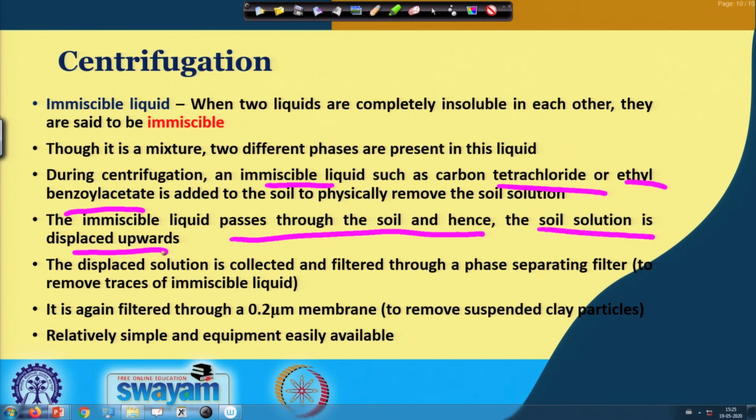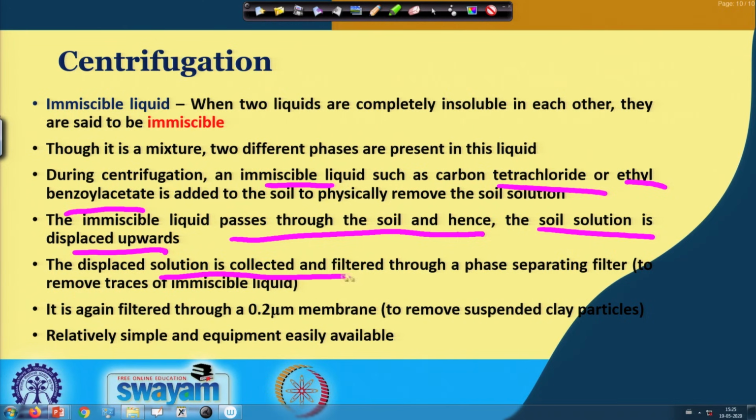Since these two liquids are immiscible to each other, they will not mix with each other, and as a result they will displace each other. So, when we are passing this immiscible liquid, it passes through the soil and displaces the soil solution.